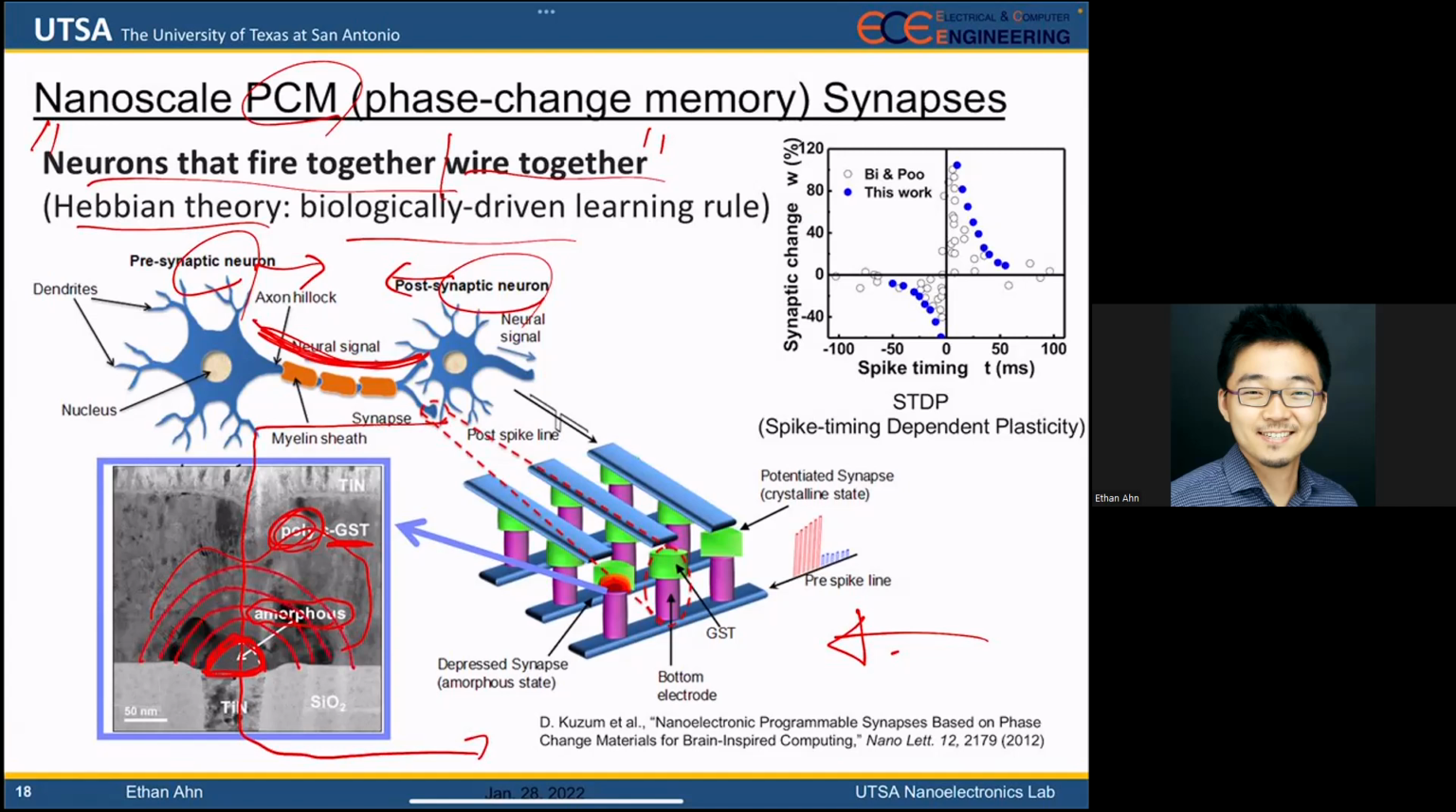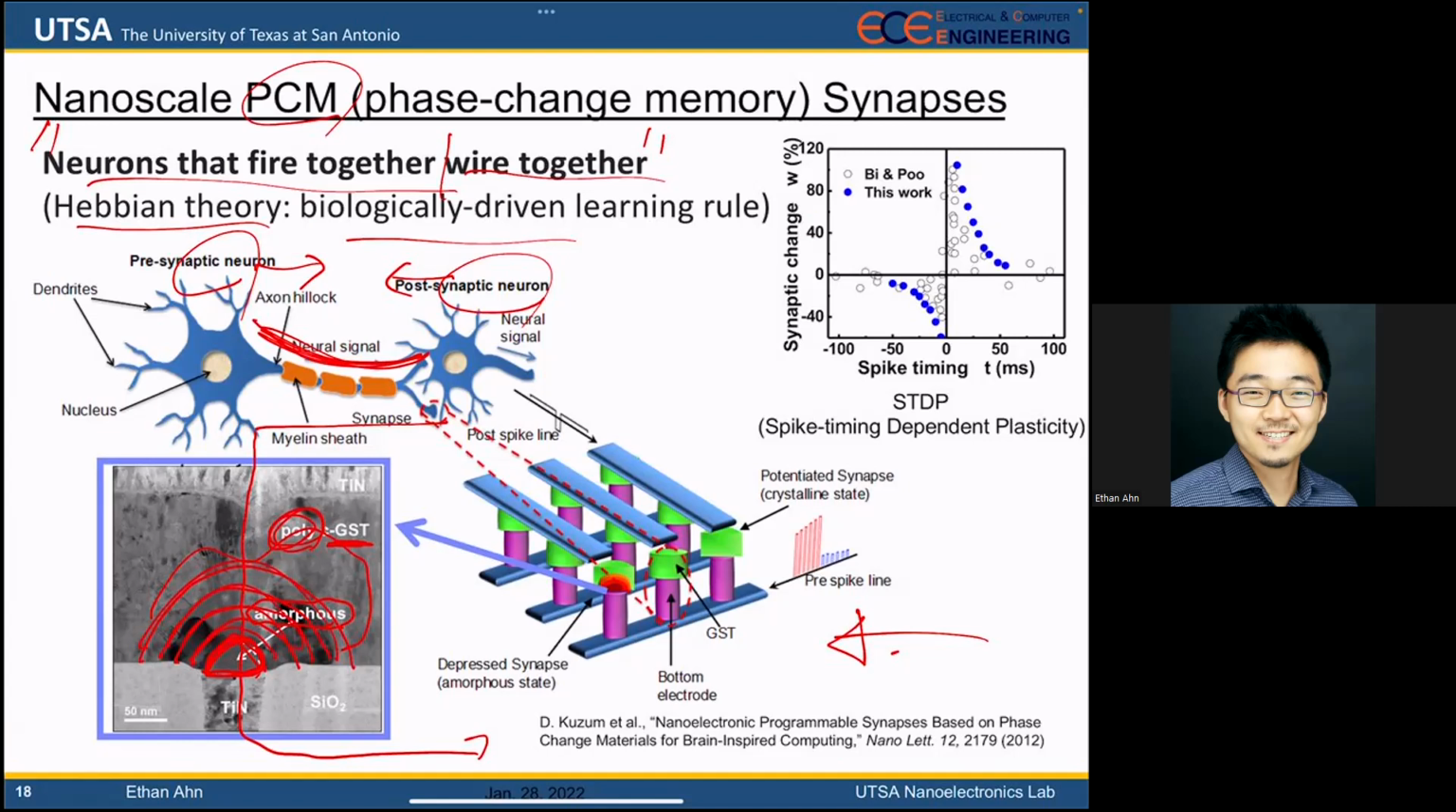Again, this is not like a binary, where it's either very small or very large. We can tune it in a gradual way: small, a little bit bigger, a little bit bigger, a little bit bigger. And the bigger amorphous region means you're going to get higher resistance, for example.